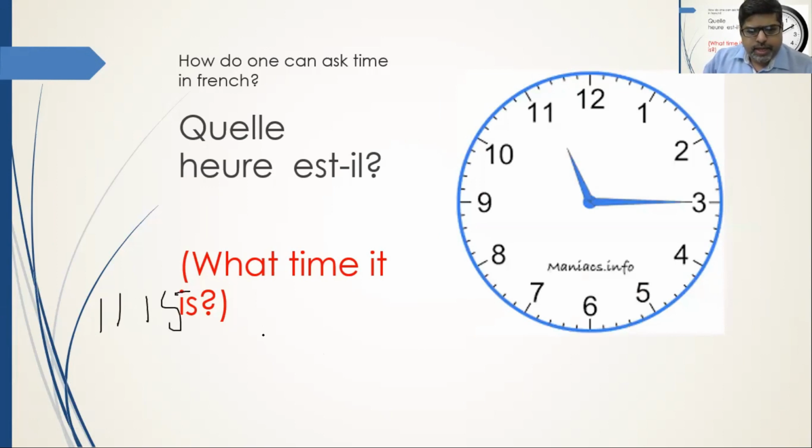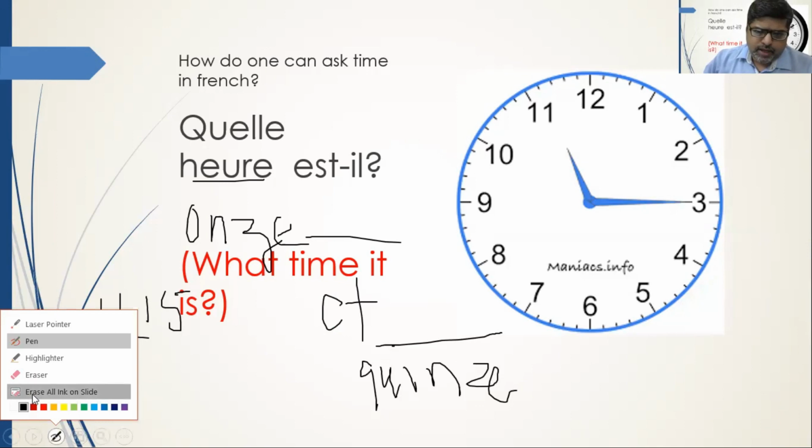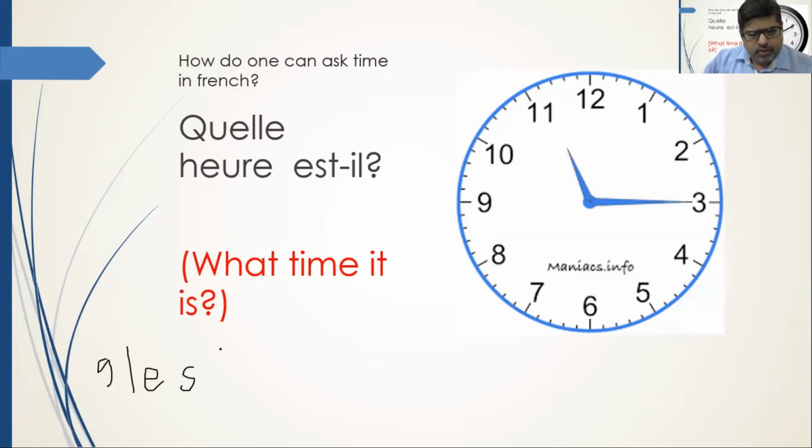To talk about 11:15, we may write il est onze, O-N-Z-E, 11 heures, and the word for 15 is quinze, Q-U-I-N-Z-E. Or it may also be written the other way, as we used to write in French: il est onze heures et quart. Sometimes in short we may write H also, right?